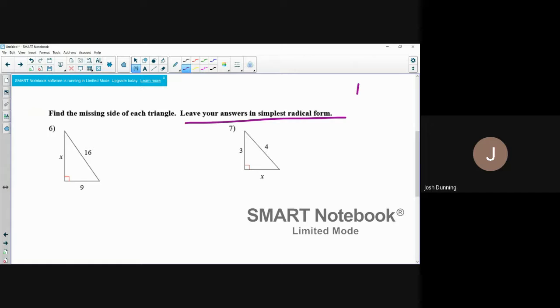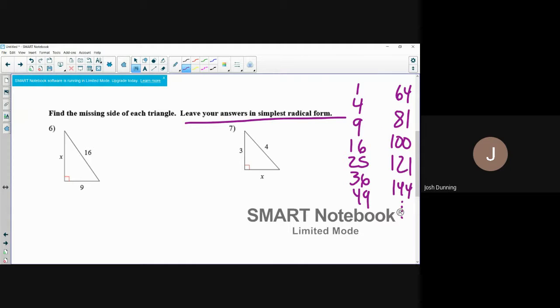1 squared is 1, 2 squared 4, 3 squared 9, 4 times 4 16, 5 times 5 25, 6 times 6 36. Then 7 squared is 49, 8 squared 64, 9 squared 81, and 10 times 10 100, 121, 144, and so on. Those are all perfect squares.